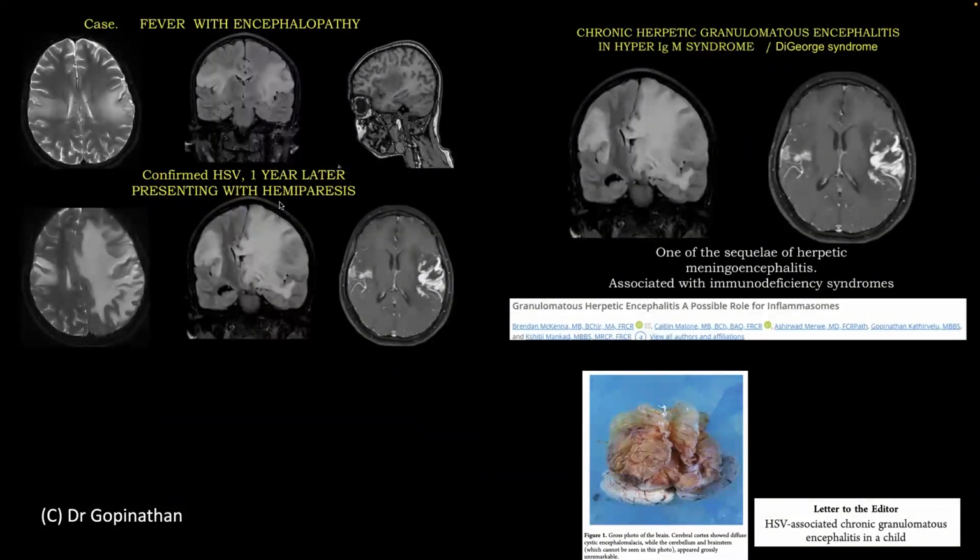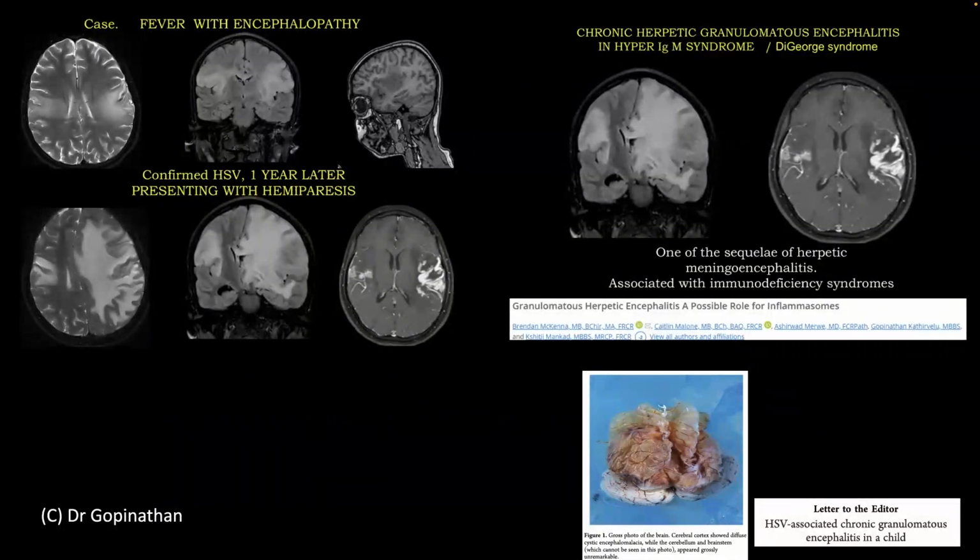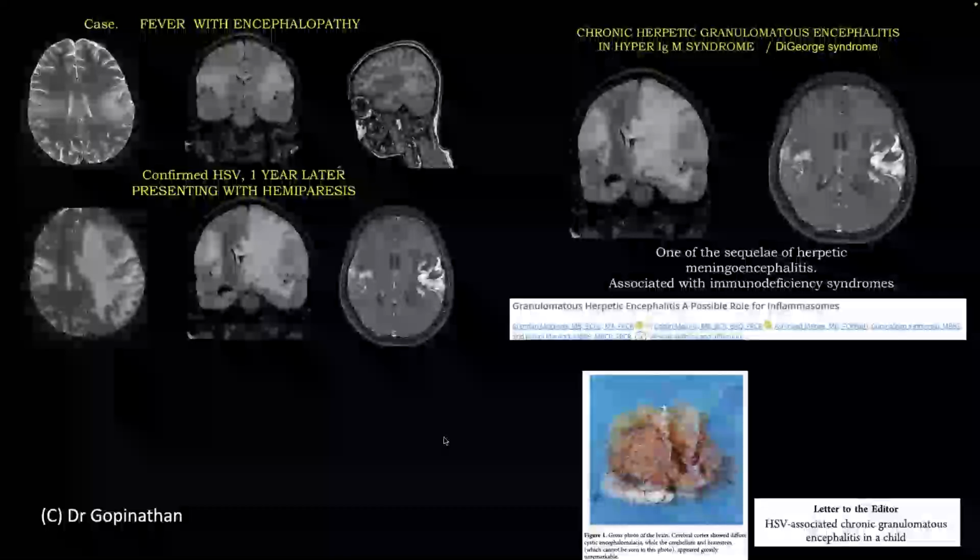So we came to the diagnosis of chronic granulomatous herpetic meningoencephalitis in this case, and subsequently we followed for the immunodeficiency status. One case happened to be the hyper IgM syndrome, the other case happened to be a DGAR syndrome. So the main crux is, whenever we see this kind of HSV patient turning into chronic herpetic meningoencephalitis, you have to rule out immunodeficiency syndrome first.